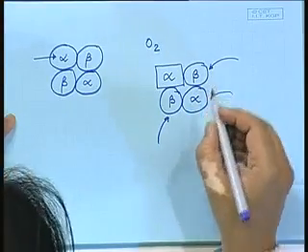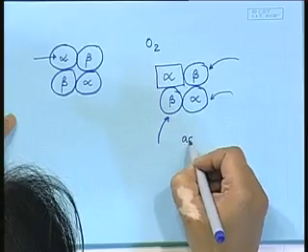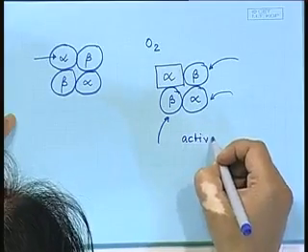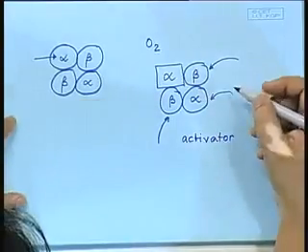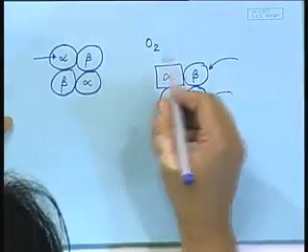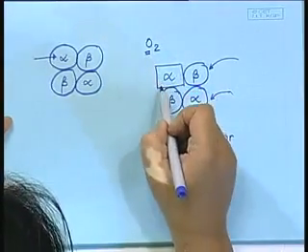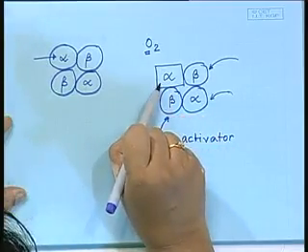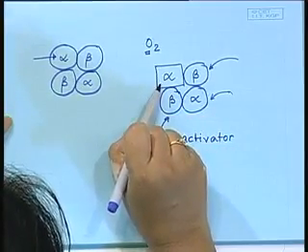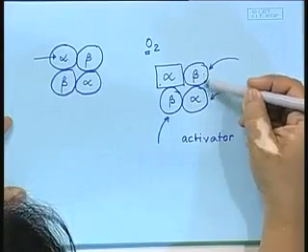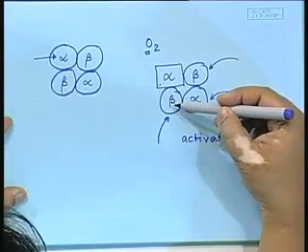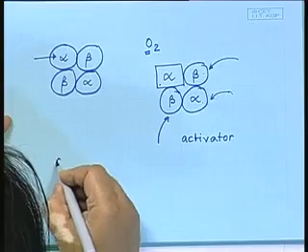So, it acts as what is called an activator. What is this activator? The activator acts in such a fashion that if one of these happens to bind to one of the subunits, then it is going to help or facilitate the binding of oxygen to the other subunits. This is what is called cooperativity.